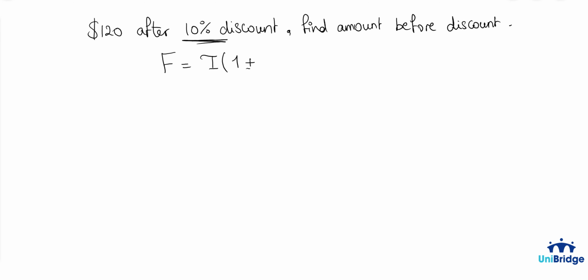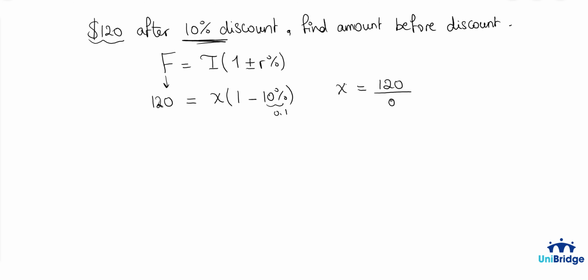So this is going to be the 120 here, and I don't know the initial, the amount before the discount, but I still do the same steps. It's a discount, so I'll multiply by 1 minus 10%. So if you want the amount before the discount, you're going to take the 120 and divide this by 1 minus 10%. This is 0.9, so you're going to divide by 0.9 and get your answer.